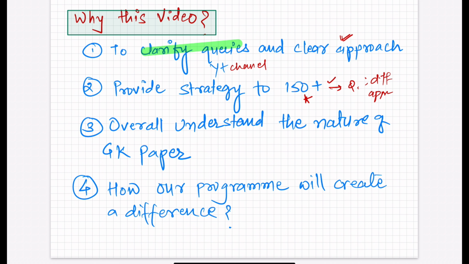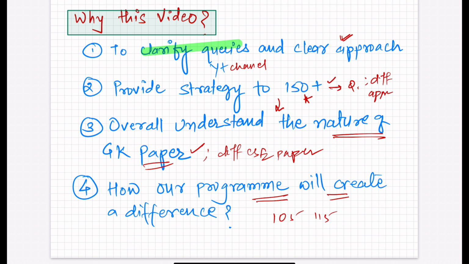While doing so, we need to understand the nature of the GK paper, how it is designed, what its form is, and how it is different from the CSE paper. I would also provide some guidance on how our program will help you create a difference, from scoring 105 or 115 to scoring around 150 or 155. This 40 marks difference is tremendous and can be a game changer, not only in getting an interview call but also in selection.